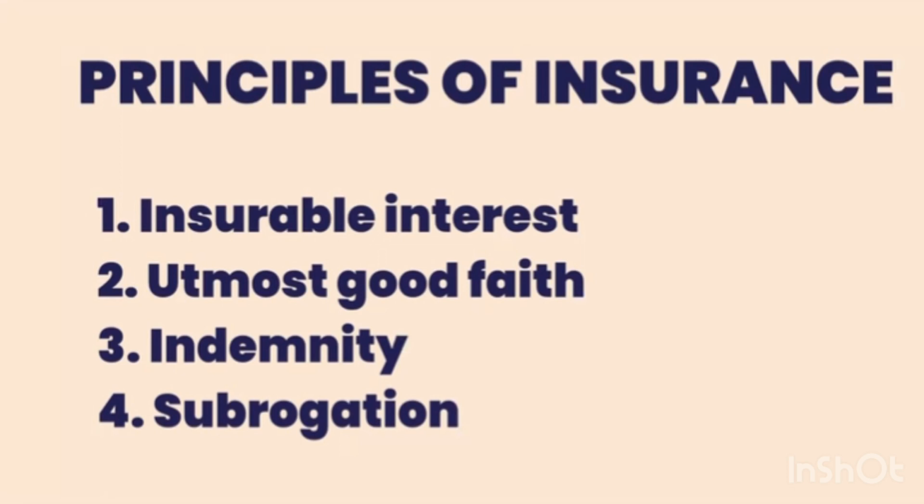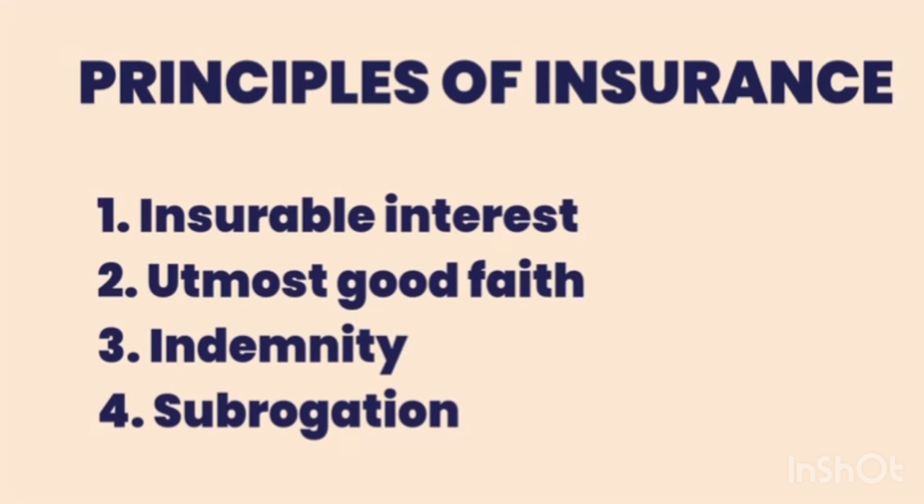Then the last one is the principle of subrogation. The insurance company, under this principle of subrogation, can only compensate a risk that was insured. What do we mean a risk that was insured? Let's say, for example, you insured your house against accidental fire.